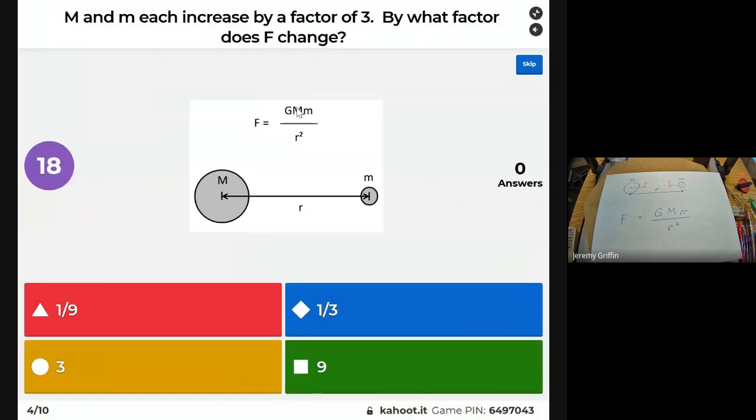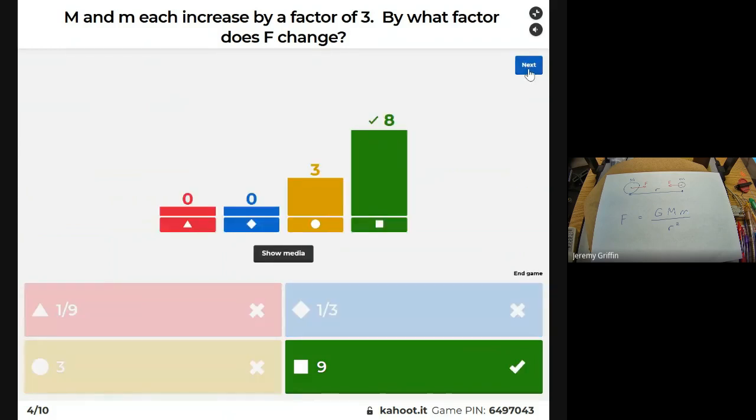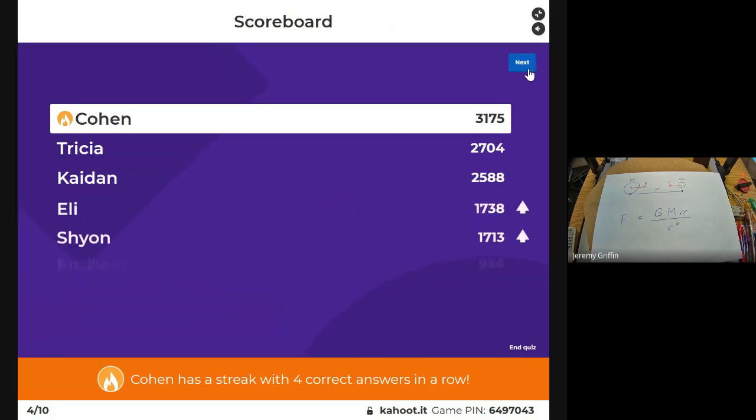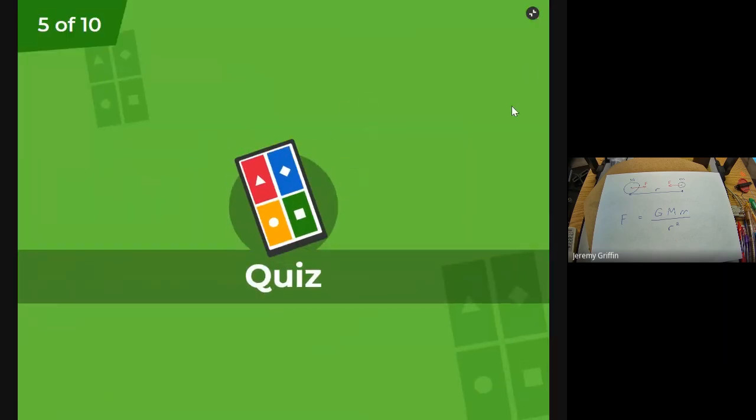What if you tripled each of the masses? So you triple this mass and you triple this mass. Guess what is triple times triple? You guys get that? Factor 3 times a factor 3, triple. Yep, factor 9, 9 times the gravity force. Got Cohen, Tricia, Kaden, Eli, Cheyenne.